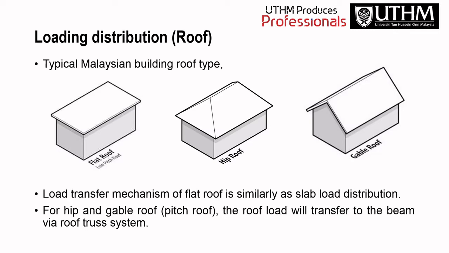Okay, so let's talk about the loading distribution for roof. Typical Malaysian building rooftops can be divided into three, which are the flat roof, hip roof, and gable roof. The load transfer mechanism of a flat roof is similar to slab loading distribution. For hip and gable roof, which is the pitch roof, the roof load will transfer to the beam via the roof truss system.